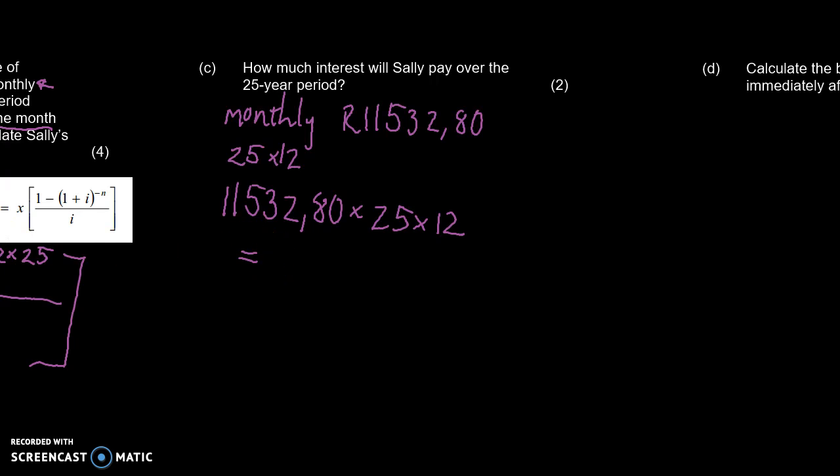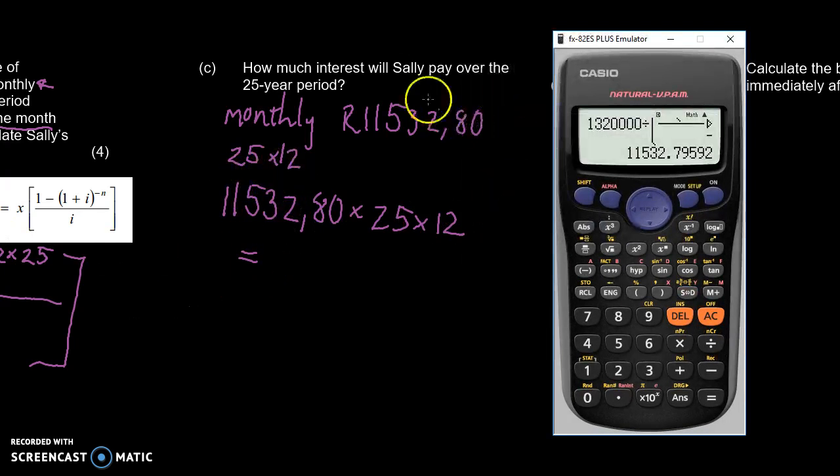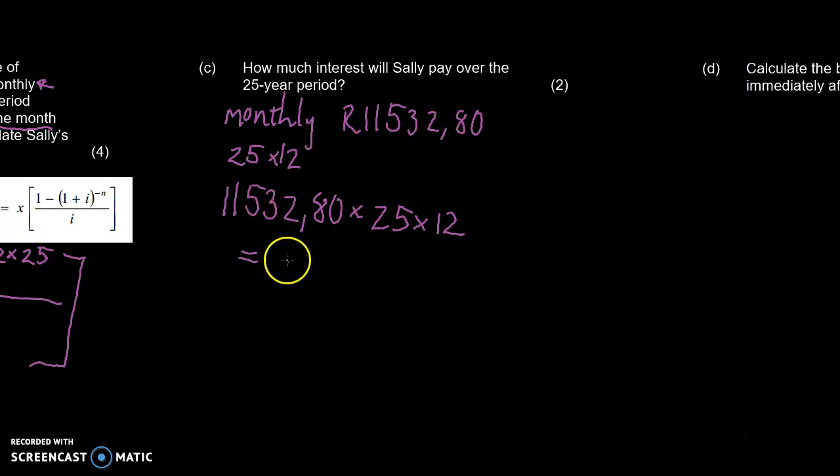And this is where I'm slightly sneaky, because I know the previous answer was rounded off. I'm just going to take this answer over here, rather than using the rounded off one, multiply it by 12 and by 25, and get an answer of 3,459,838. So let's write that.